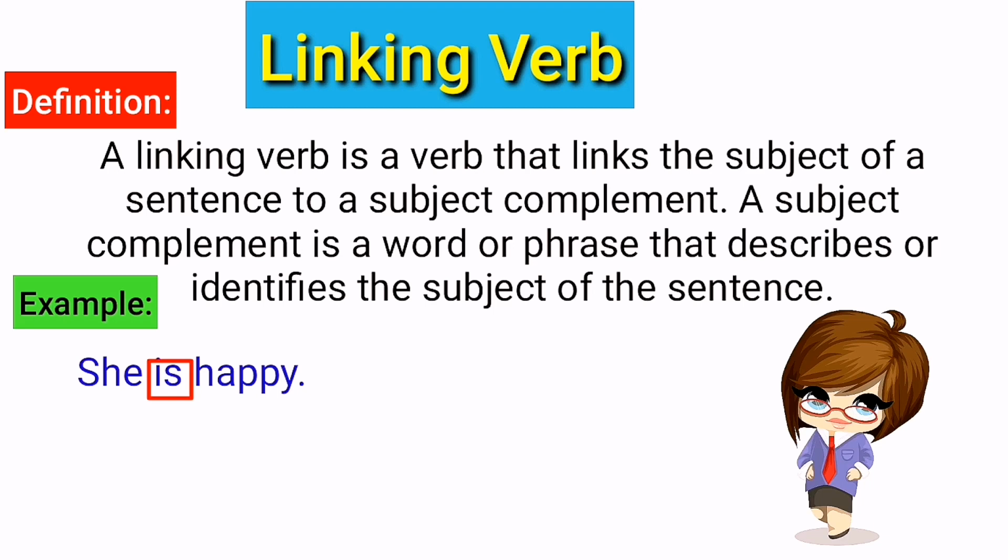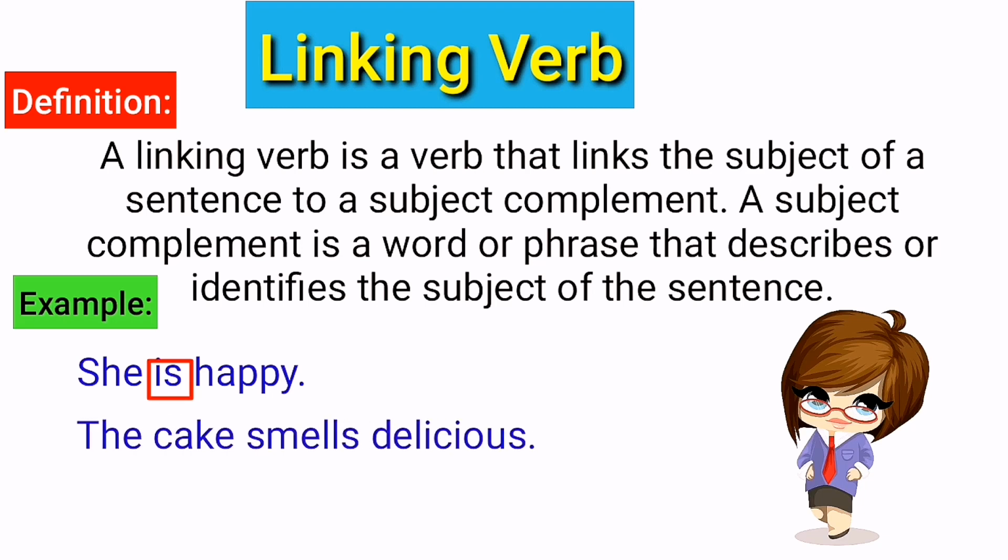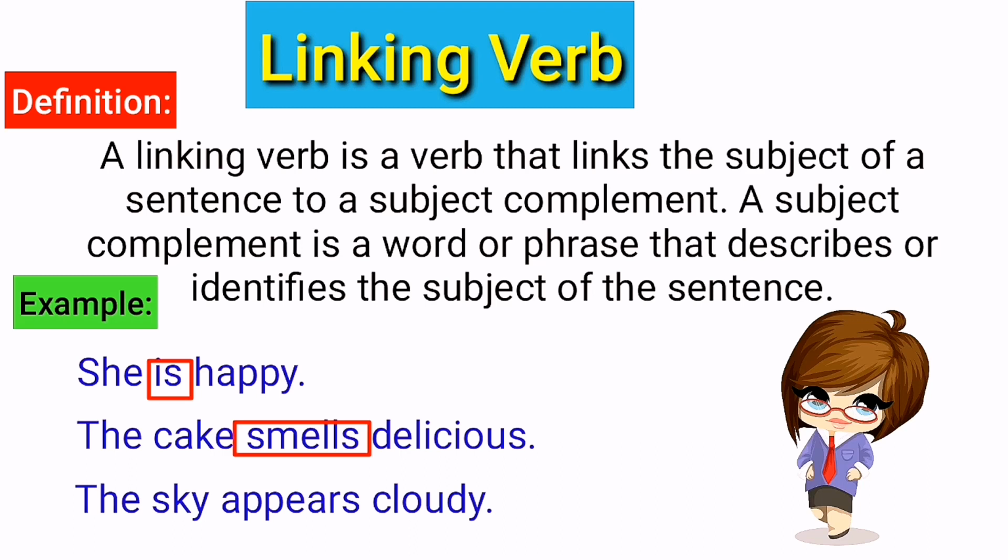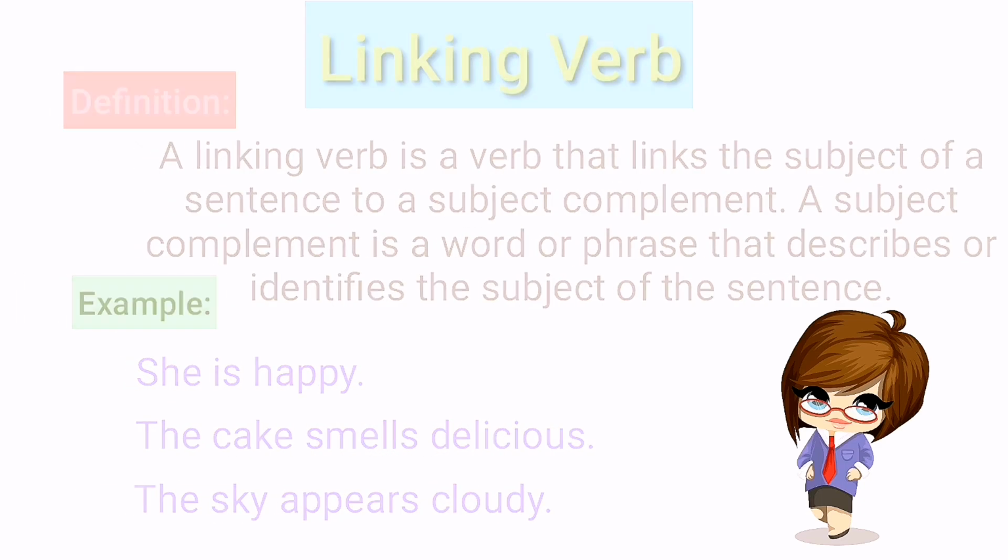It connects the subject, she, with the subject complement, happy, describing her state of being. The cake smells delicious. The verb smells is a linking verb here. It links the subject, the cake, with the subject complement, delicious, describing how the cake is perceived. The sky appears cloudy. In this sentence, the verb appears is a linking verb. It connects the subject, the sky, with the subject complement, cloudy, describing the sky's appearance.